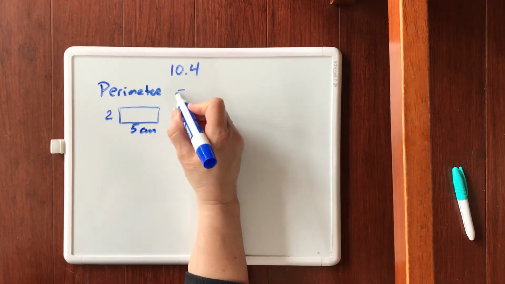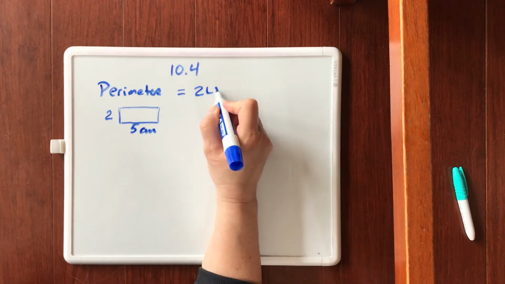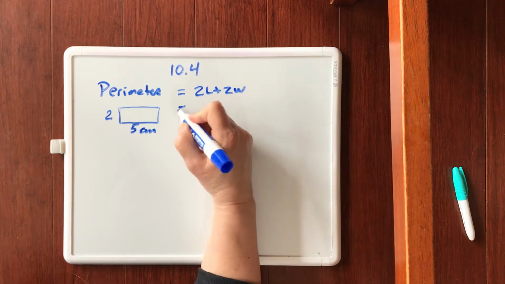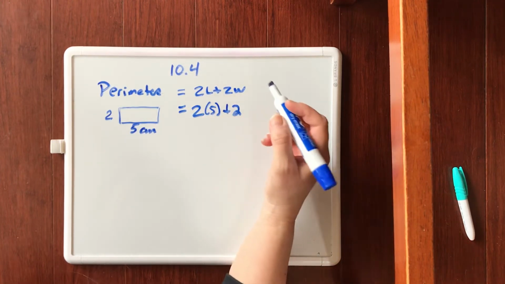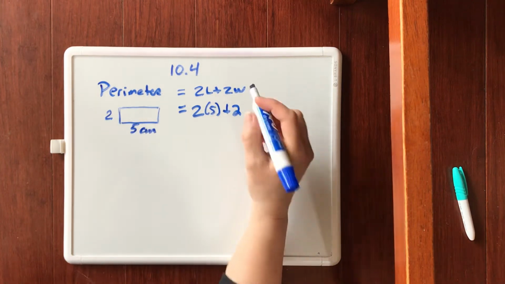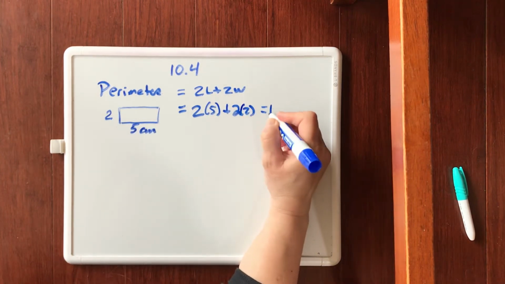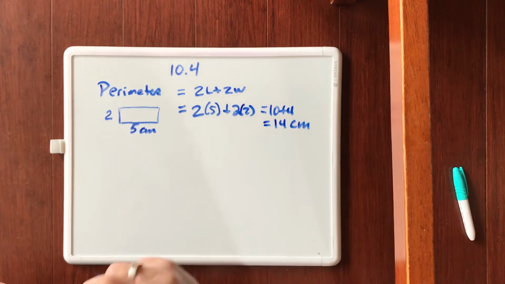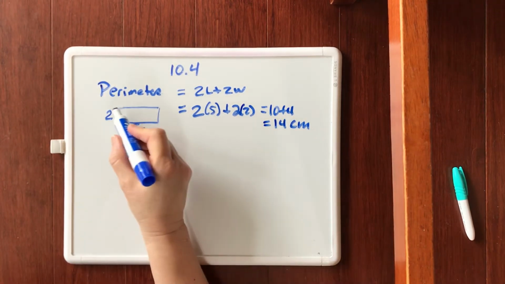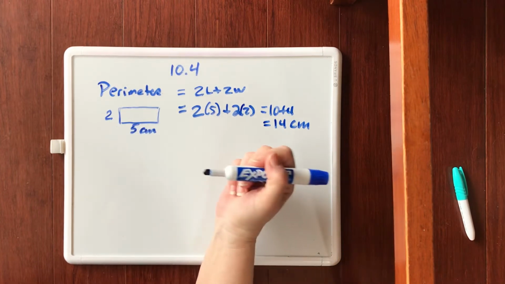We said perimeter was twice the length plus twice the width. The length is 5, the width is 2, which is 10 plus 4, which equals 14 centimeters. Remember, the perimeter is measuring the outside length of the shape.